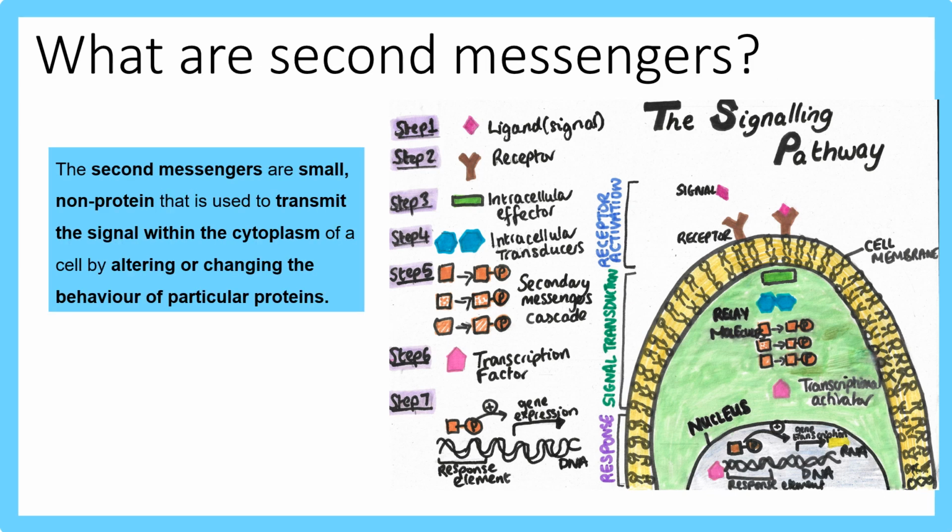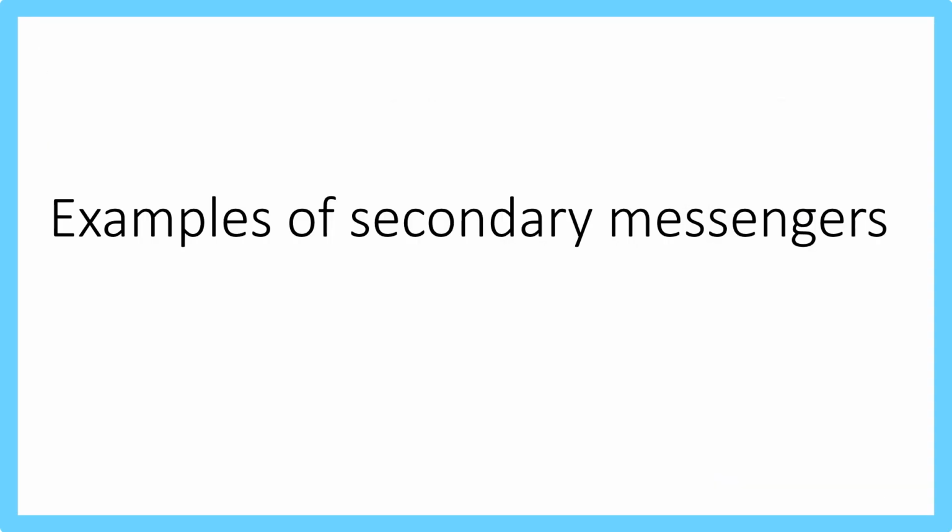What are secondary messengers? Secondary messengers are small in size, non-protein, and basically used to help transmit or transduce the signal inside the cell, in the cytoplasm where the chemical reactions take place. And how it helps to transmit the signal is by changing the behavior of particular proteins. So let's look at examples of secondary messengers.